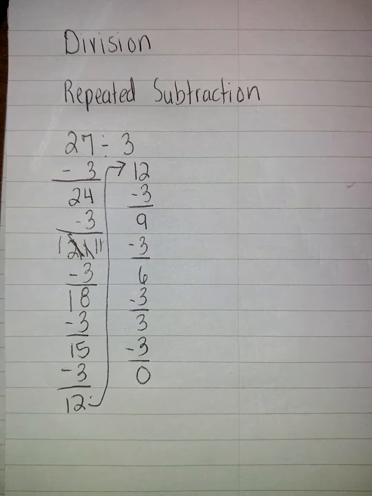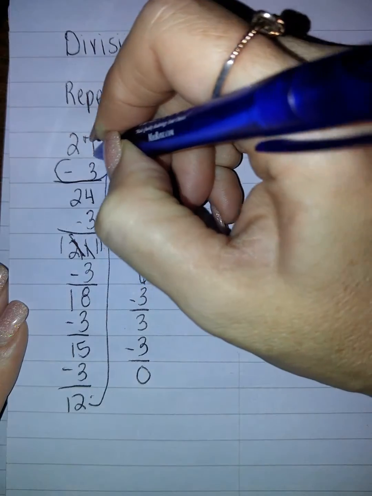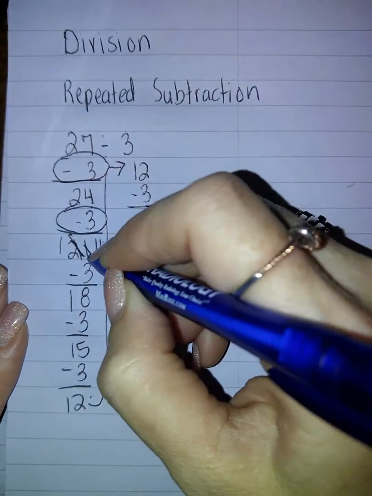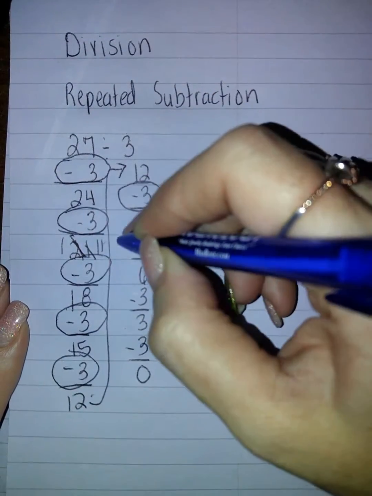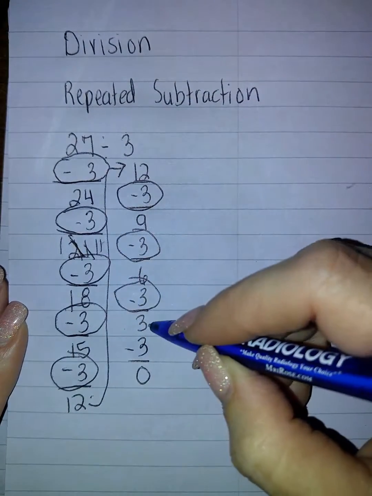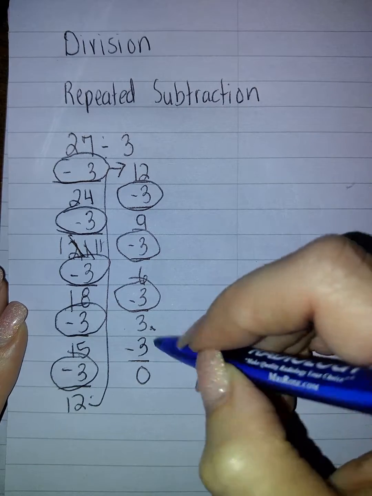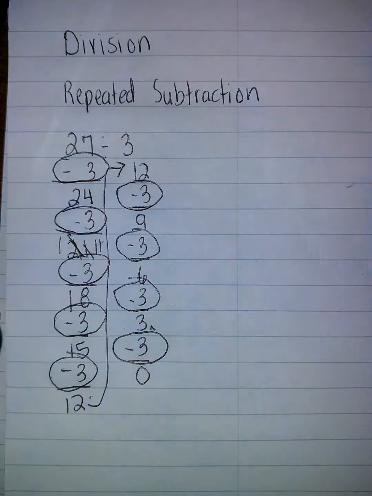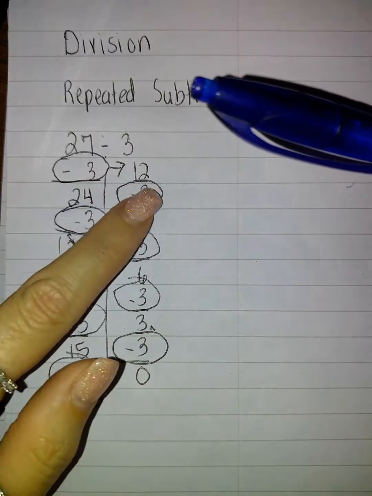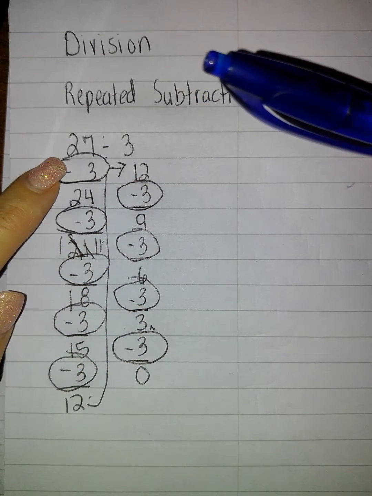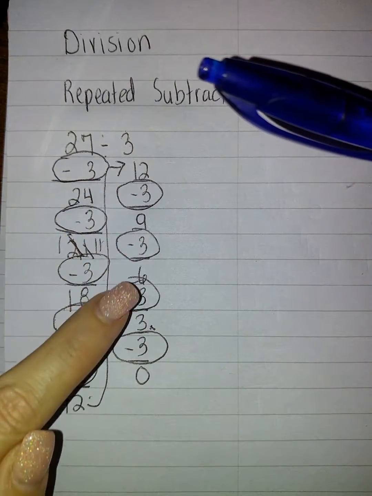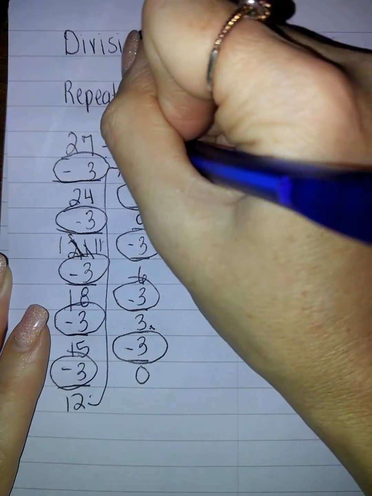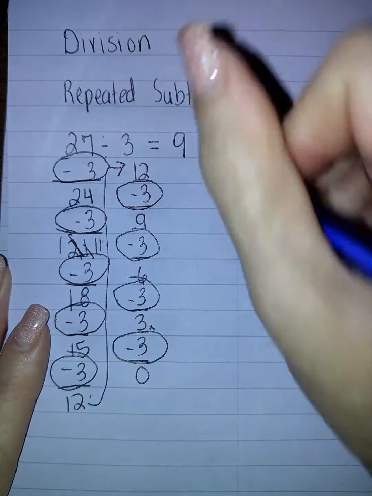Now what I'm going to do is count all of my subtract 3s, or subtraction of my divisor, and I circle them so I don't make a mistake. The reason why, if you look right here, if I were to just circle 3s, I might actually circle that one, which happens to be an answer, not a subtraction. You want to count the subtraction because that tells you what your quotient is. So I have 1, 2, 3, 4, 5, 6, 7, 8, and 9. So 27 divided by 3 is 9.